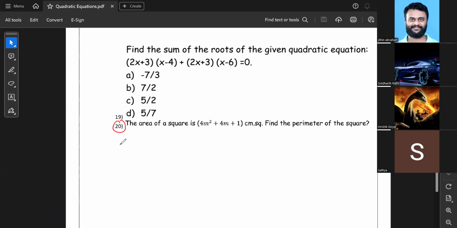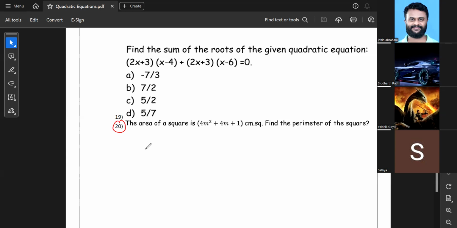20th question. The area of a square is 4m square plus 4m plus 1. Find the perimeter. Okay, let's find the value of m first. It will be in the form of 2m and 2 only. 4m square plus 2m plus 2m plus 1.